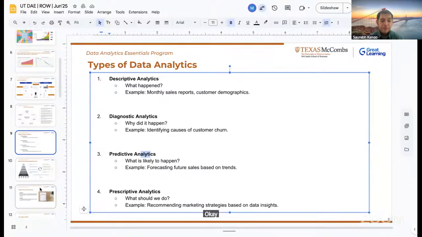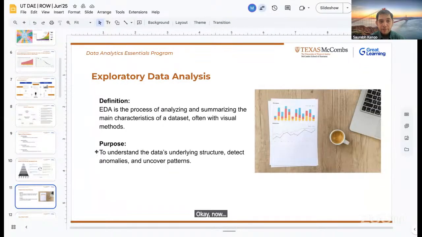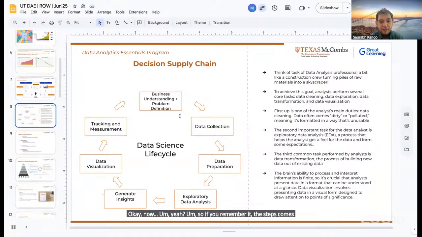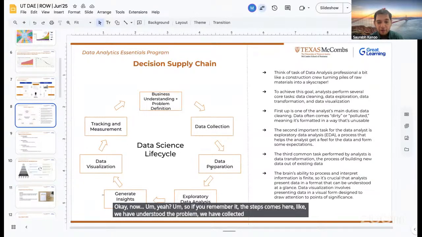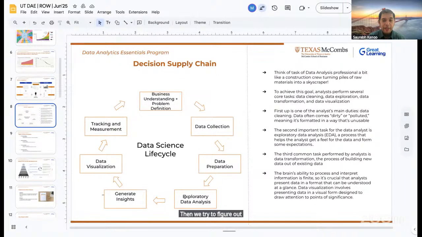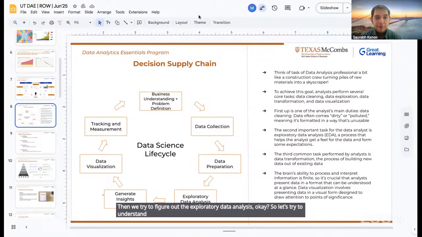Okay. Now, if you remember, the steps come here. Like we have understood the problem, we have collected the data, we have got the data preparation done. Then we try to figure out the exploratory data analysis. Okay, so let's try to understand what is this exploratory data analysis.